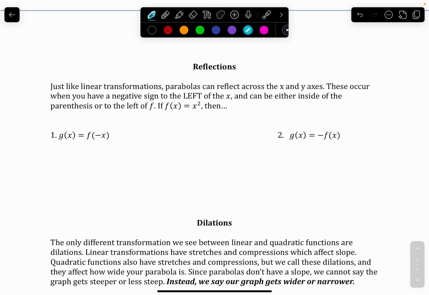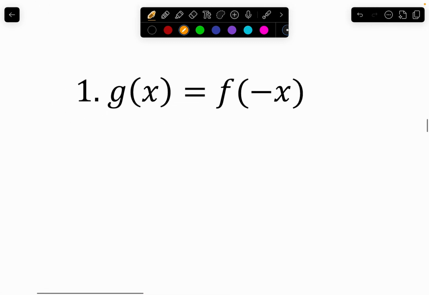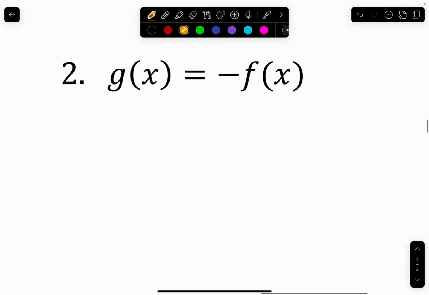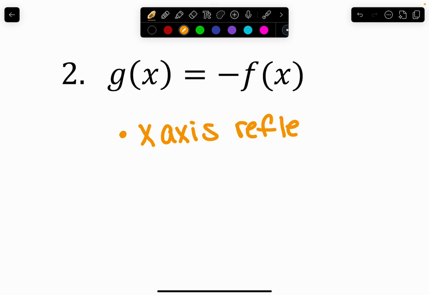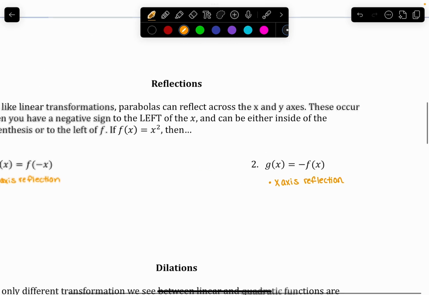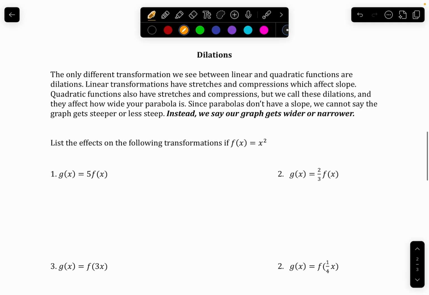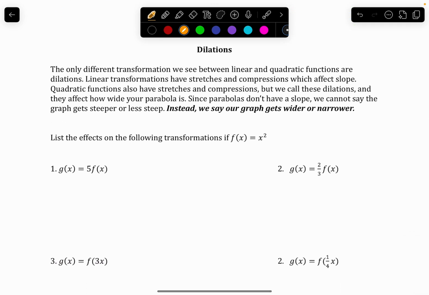All right, with reflections, these reflections are actually the exact same as linear reflections. When you have a negative to the left of your x, that means that you are going to have a reflection. A negative directly in front of x means that you have a y-axis reflection. And then if you have a negative to the left of x, but it's all the way in front of f, this is when you have an x-axis reflection. Remember, if you need more information, you should go back and look at the notes in Unit 4 when we did linear transformations.